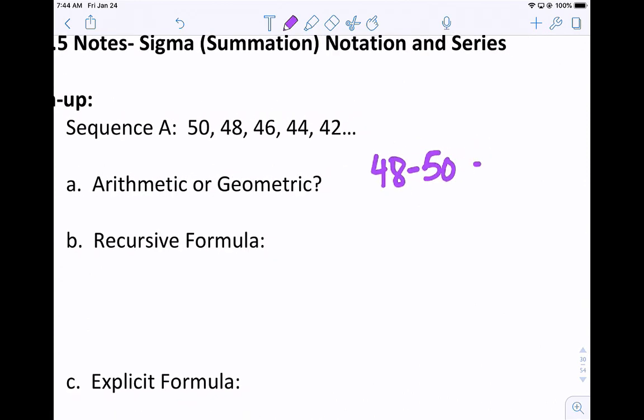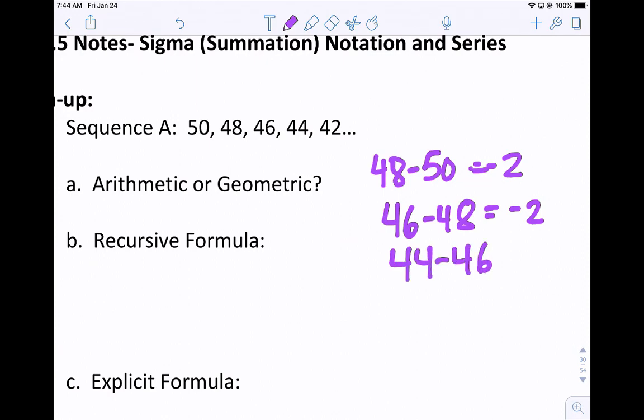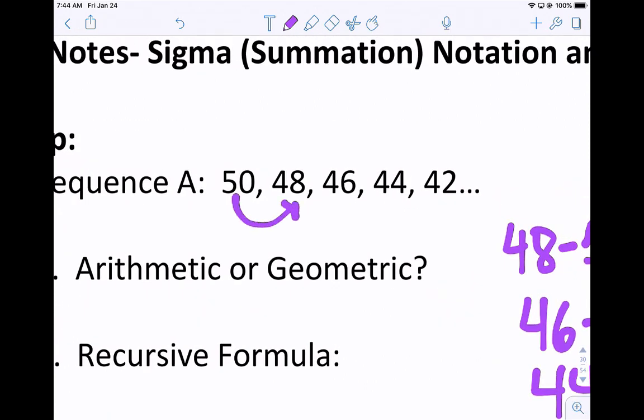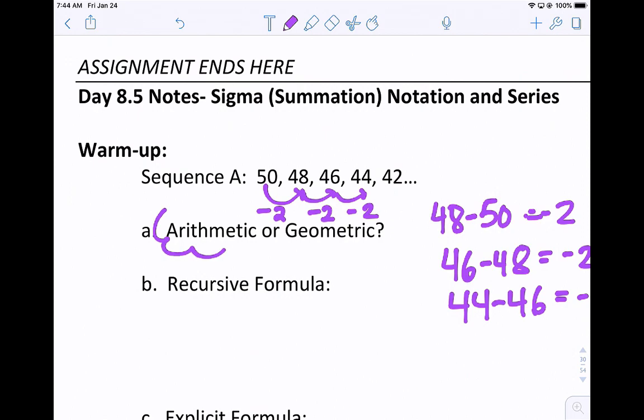and we get negative 2. Let's try that again. Let's do 46 minus 48. We get negative 2 for any two terms that we pick. If we subtract the one before it, we get negative 2. So what that means is we have a common difference right here. We're subtracting 2 every time to get to the next term. And if you're adding or subtracting, that would be an arithmetic sequence.